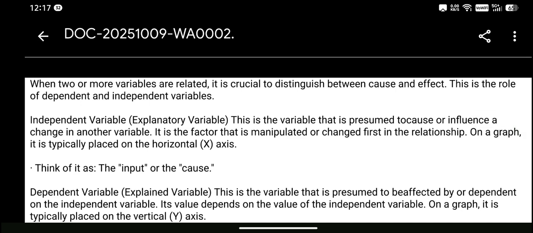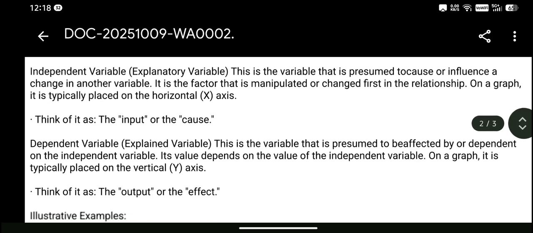Independent variable, the explanatory variable. This is the variable that is presumed to cause or influence a change in another variable. It is a factor that is manipulated or changed first in the relationship. On a graph, it is typically placed on the horizontal x-axis. Think of it as the input or the cause.